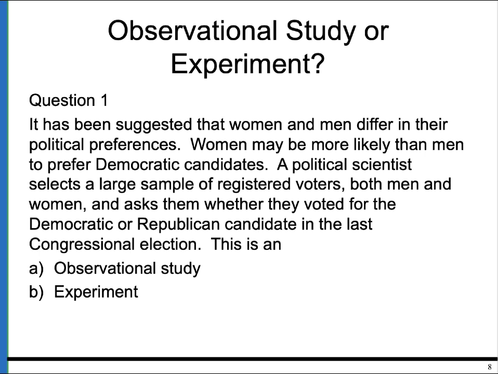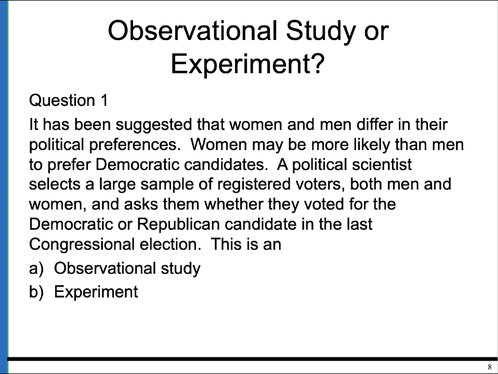So let's take a look at an example. It's been suggested that women and men differ in their political preferences. Women may be more likely than men to prefer Democratic candidates. So a political scientist selects a large sample of registered voters, both men and women, and asks them whether they voted for the Democratic or Republican candidate in the last congressional election. So would this be an observational study or an experiment?